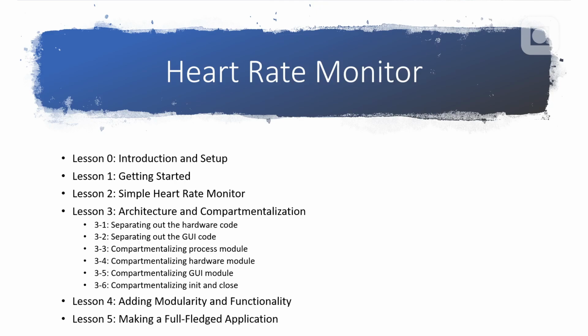In Lesson 3, we will not focus on improving the heart rate monitor, we will focus on the architecture. This means that we will focus on separating and cleaning up the code so that it's easy to add modularity and functionality later, which we will do in Lesson 4. Having a good architecture is important because it makes it easier to fix code, maintain it, or add code later.